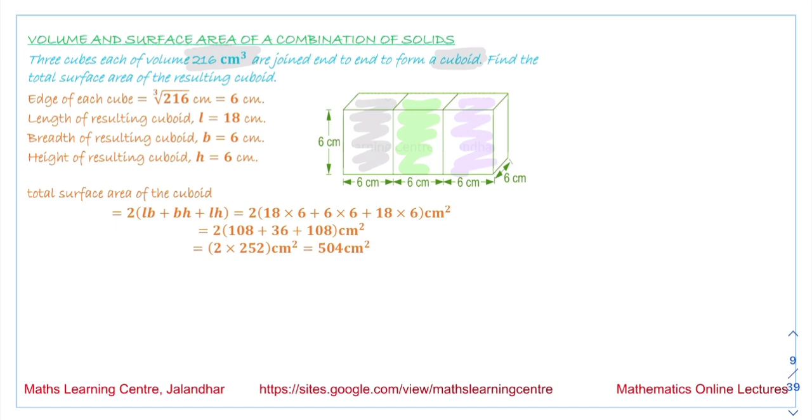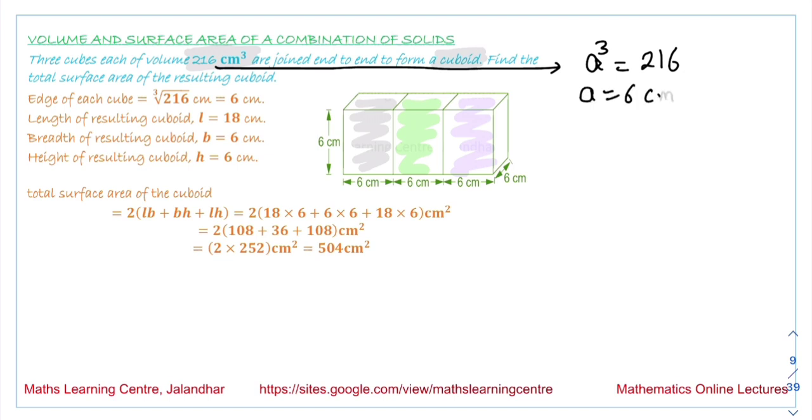The volume of each cube is given, so we can calculate the side of each cube. Suppose the side of each cube is a, then a cube is equal to 216. So the value of a we get is 6 centimeters. The length, breadth and height of each cube is 6 centimeters. When these are joined end to end, the total length will be 18 centimeter, breadth will be 6 centimeter and height will be 6 centimeter. This is clear from this figure.